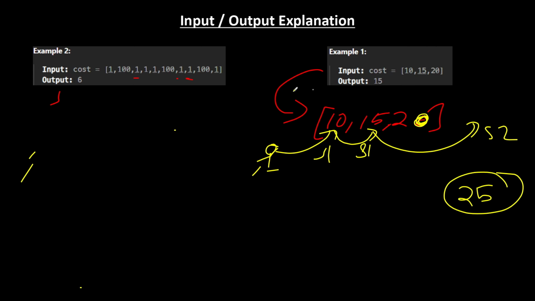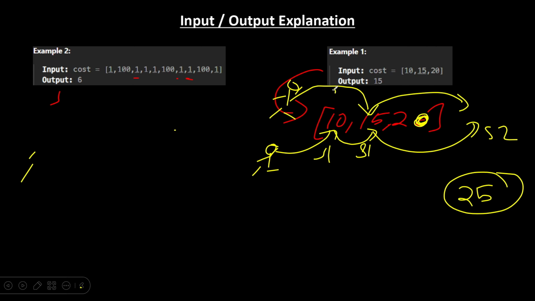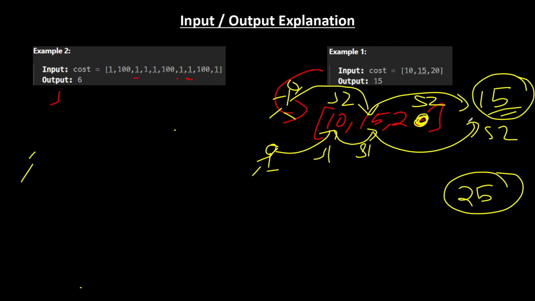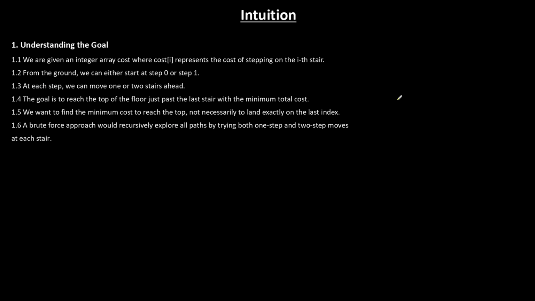But another person says no, I will take step 2 initially, and I will land at 15, and from here again I will take step 2, then I will land outside of the array. So he gets the result as 15. So which is minimum? 15, right? So that is why the output is 15 here. I hope you understood the input output explanation. Let's move to the next slide.